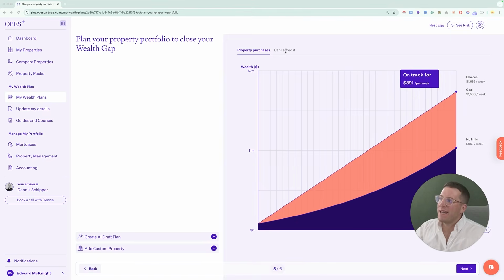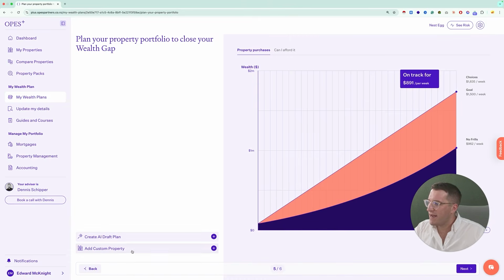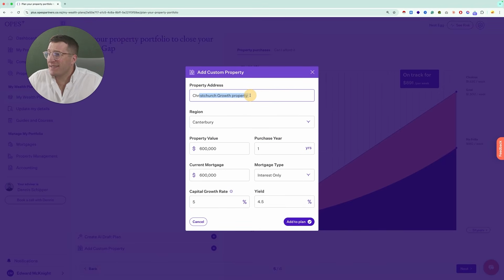Now, I've already filled out a few details, and when you do that, you can click up here and see that actually, based on my numbers at the moment, I'll be able to spend a lot of money on investment properties because I've got a bit of equity in my house right now. Or we can add in a property. Let's say it's a Christchurch growth property. It's going to cost $600,000 and we're going to use the no cash needed method. We're going to buy it this year and we're going to say it goes up by 5% per year.